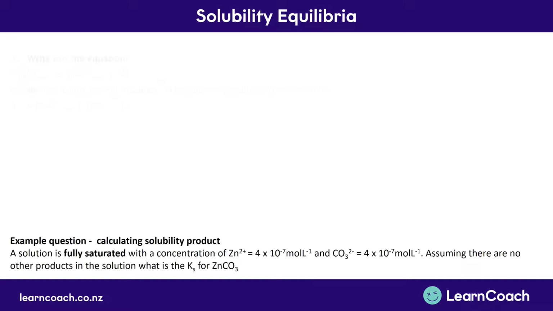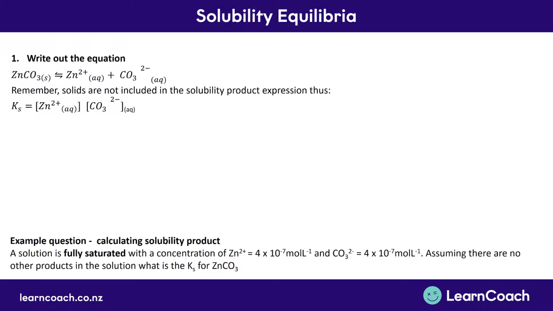So firstly, I'd write out the equation. I know that ZnCO3 turns into Zn2+ and CO3 2-. I would then write out the Ks equation, remembering that solids and liquids are not included in the solubility product expression. This will give me Ks equals the concentration of Zn2+ times the concentration of CO3 2-.